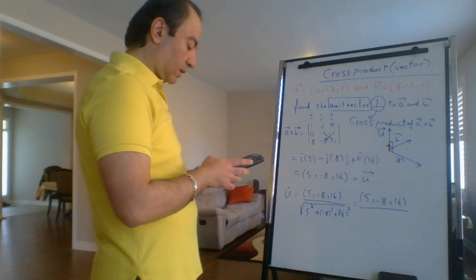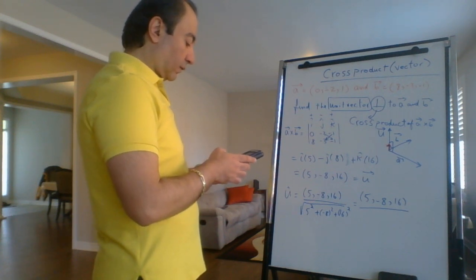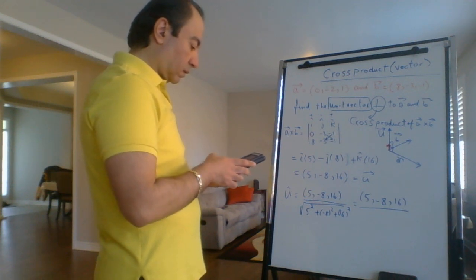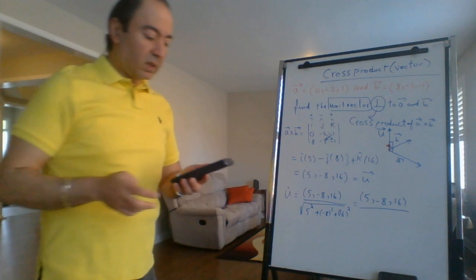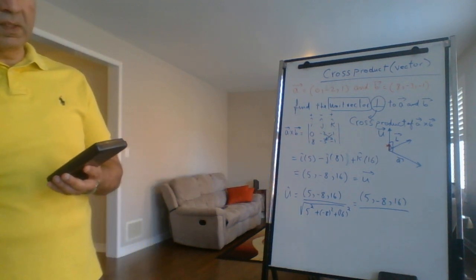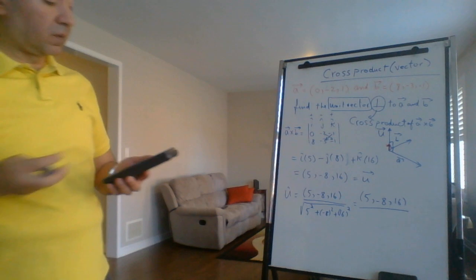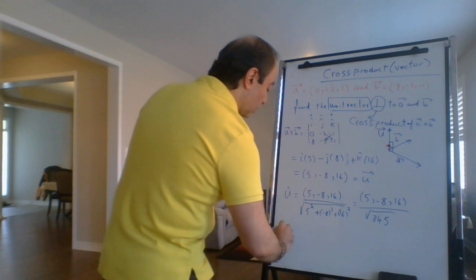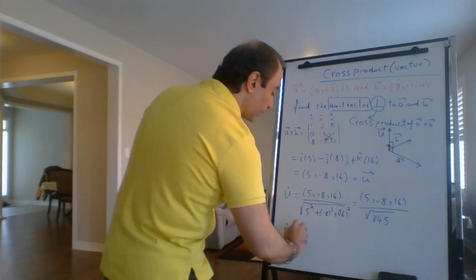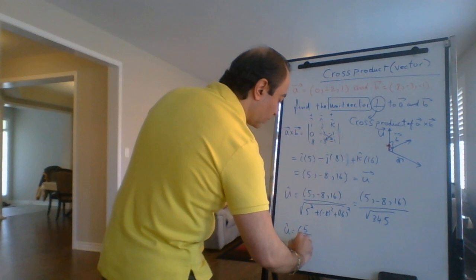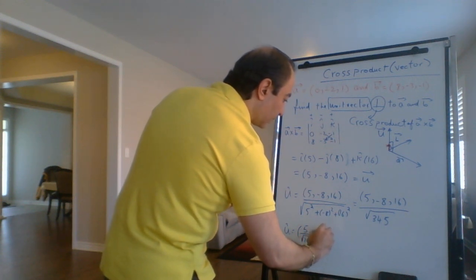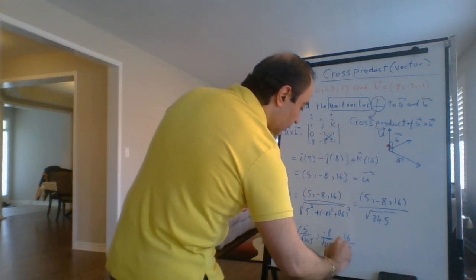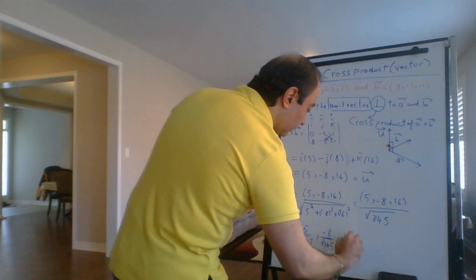64 plus 25, that's 345, square root of that, 18.574, or I can leave it as a square root of 345. So the components of the unit vector will be 5 over the square root of 345, comma, negative 8 over the square root of 345, 16 over the square root of 345.